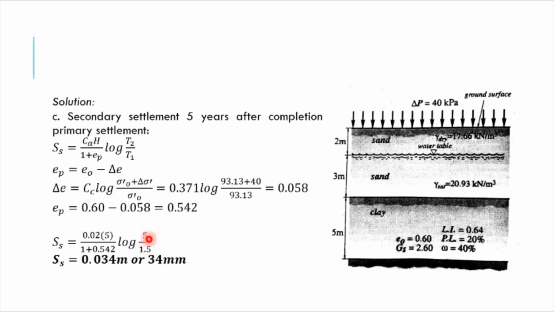Kasi ito, yung 5 years dito is yung time lamang na nagsimula na yung secondary consolidation settlement. So, pag ang tanong is 5 years after, ibig sabihin, this will be 3.5 over 1.5. So, ito kasi is 5 years after completion of primary consolidation settlement.